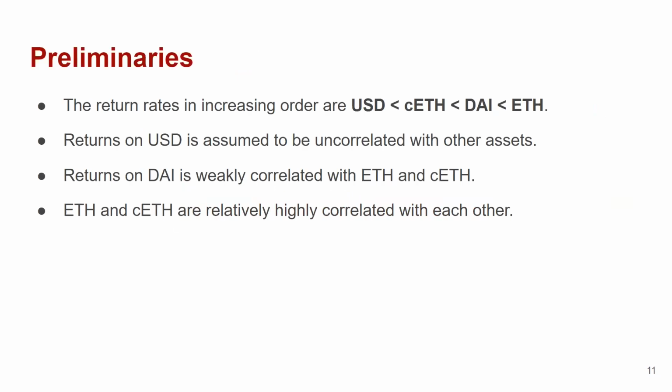Now we move on to the simulation results. Before we start discussing several results, we first outline some preliminaries. The return rates on the assets are as shown here. ETH has the highest return rate, whereas USD has the least. USD is assumed to be uncorrelated with the other assets. DAI has a weak correlation with ETH and CETH. Because ETH and CETH are effectively the same asset, they are very highly correlated.